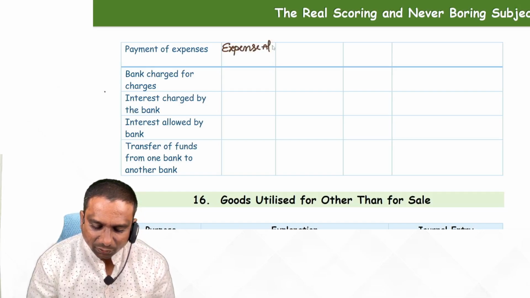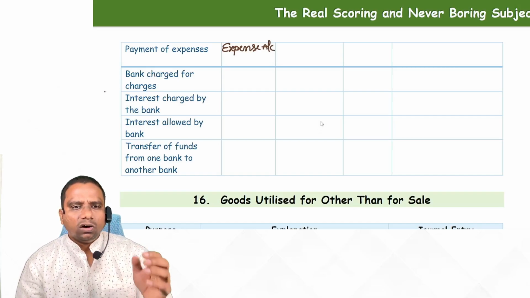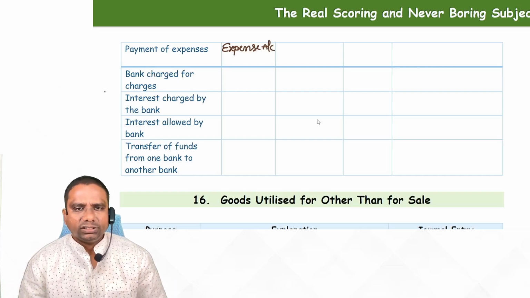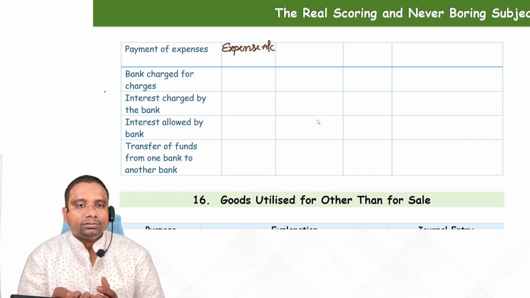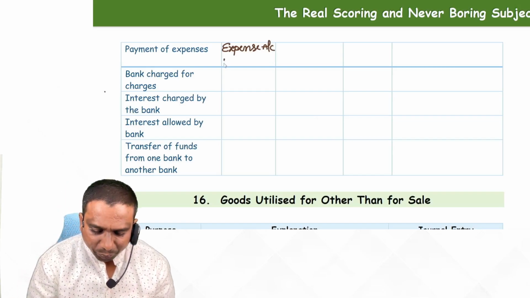So, expense account, the concerned expense, whatever it may be: rent, electricity, interest, dividend, whatever it may be. Yes or no, expense? The payment we have paid through bank. So indirectly, who is the giver? Bank is the giver.